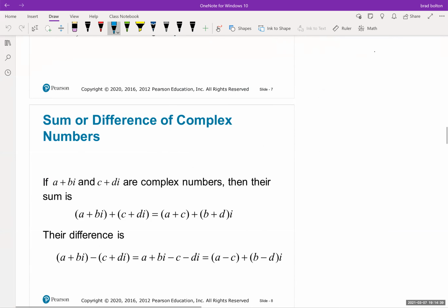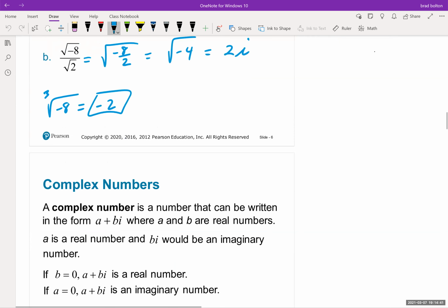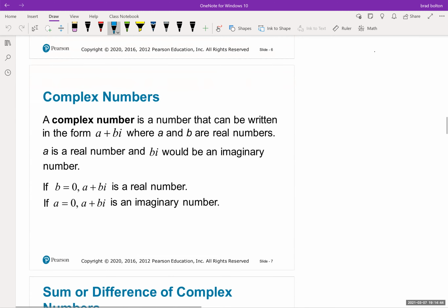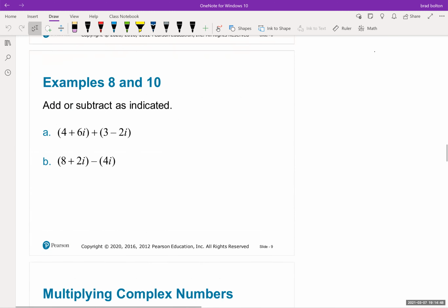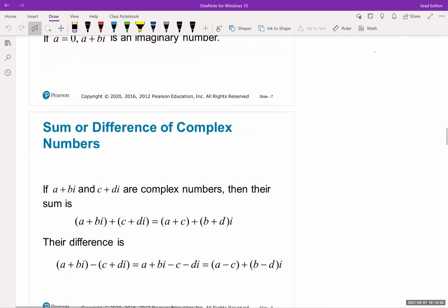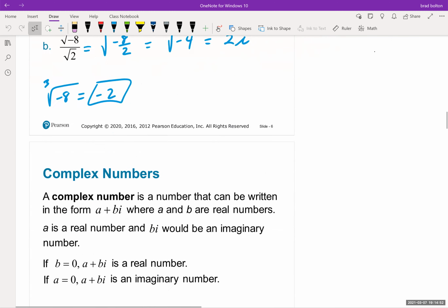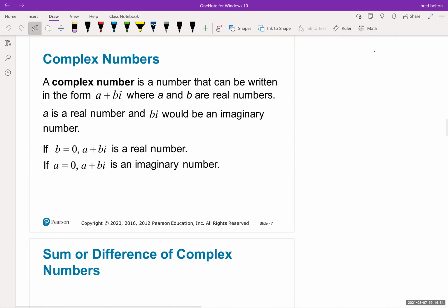Okay, so now we come over here and I'm going to do more multiplying down here a little bit after I do adding and subtracting complex numbers. But for now, we were just working with imaginary. So now let's move on to complex numbers.